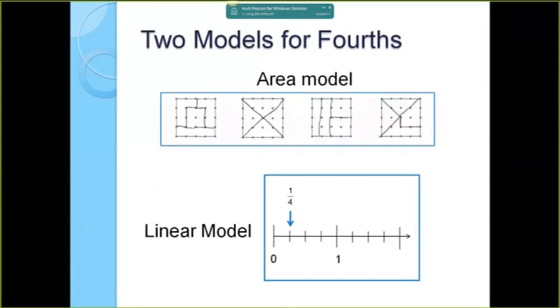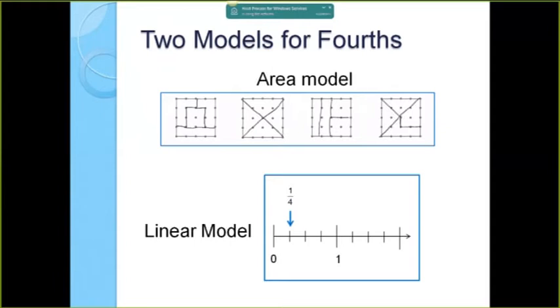Here are two common models for representing fractions. Area models tend to be very popular. Notice that all four of these pictures represent fourths. A unit is clearly defined as one whole square, and all parts have equal areas, but they aren't necessarily congruent.